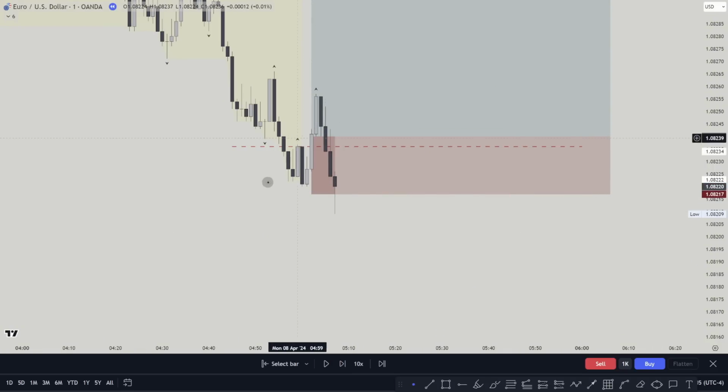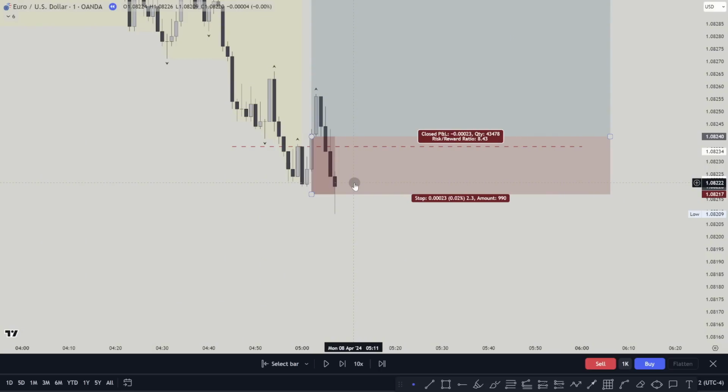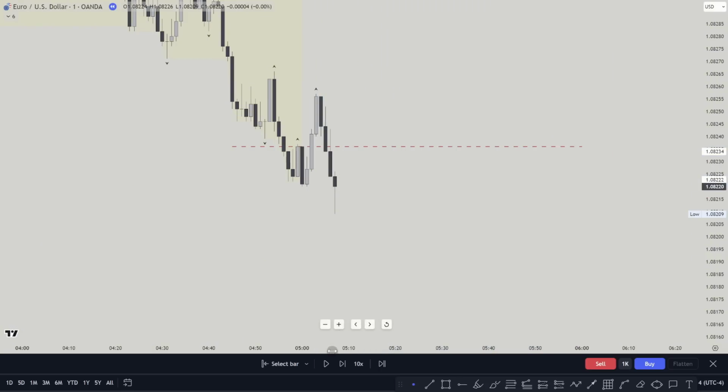So that's a stop loss. That's the problem with that kill zone. But now you still have this line. If you were able to take another entry, right, based on the same line, you could have.